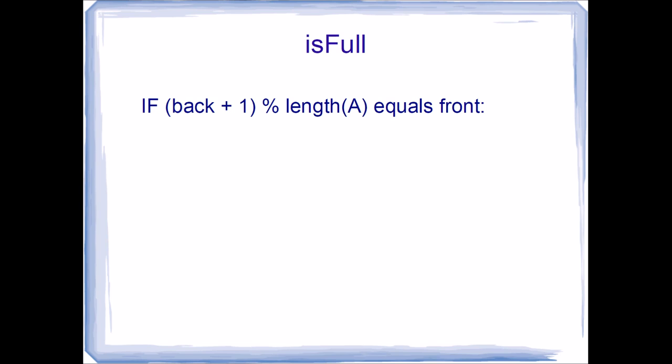So if the sum of back plus 1, modulus length of A, equals the front, then we'll go ahead and return true. False otherwise. Okay, and this implies, again, just as a reminder, that we're going to have 1 element in our array that's not storing anything for our queue. It's just a side effect, just something that we have to live with.